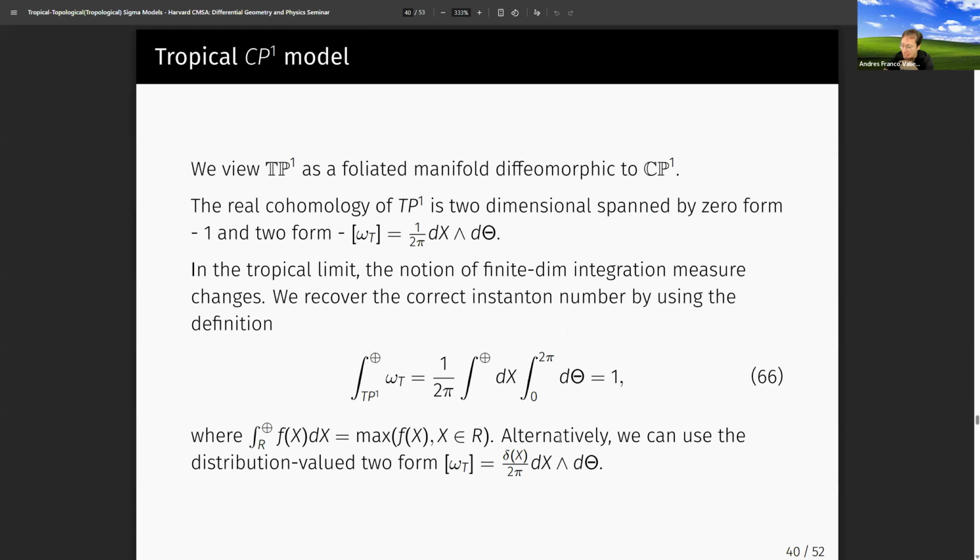And so, to finish off, we're going to look at the case where we are looking at the tropical limit of CP1.